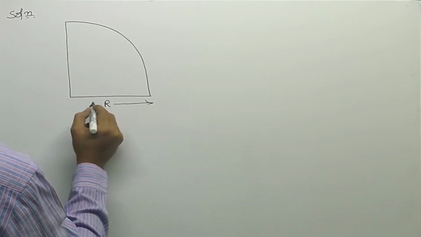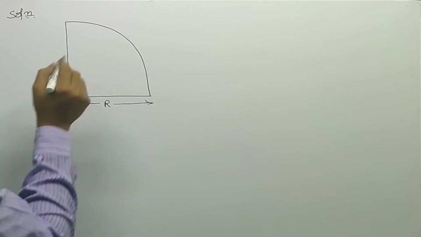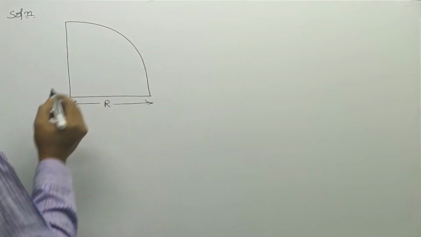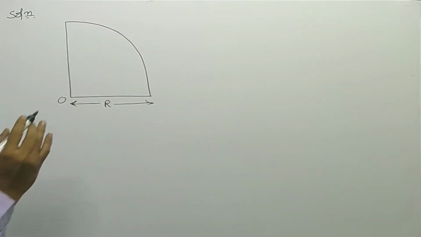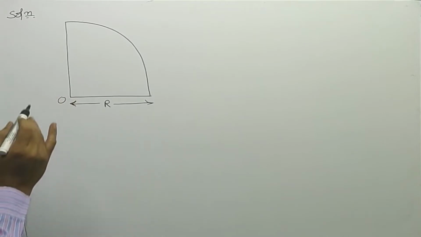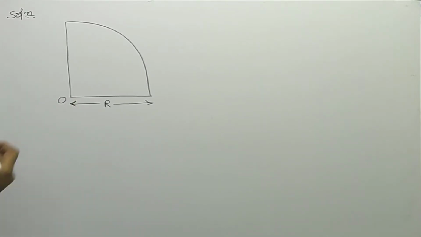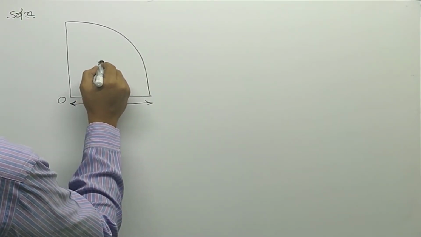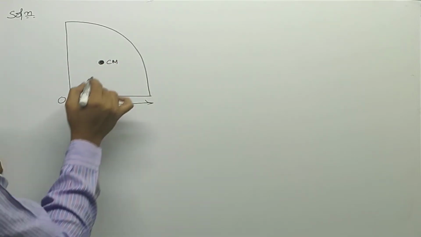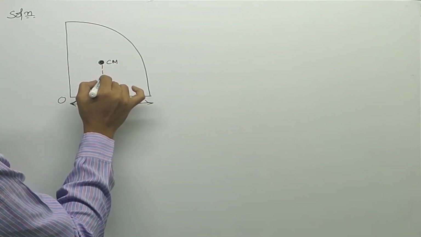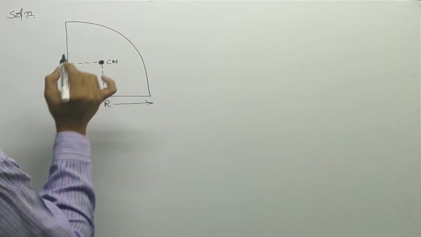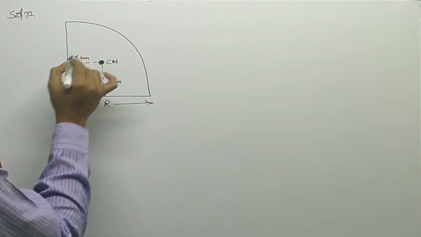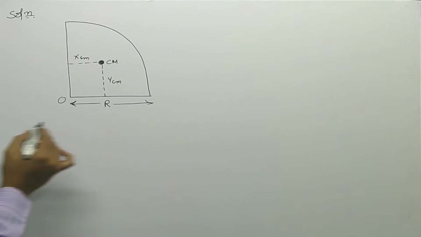R is the radius of this quadrant of a circular plate. O is given. Now, for this part of a circular plate, where the center of mass is located, that is the question. Let us assume that the center of mass is imagined at this point. Say this is the center of mass. This center of mass has an x coordinate as well as a y coordinate. This is ycm from the x-axis and xcm, the distance of the center of mass from the y-axis.